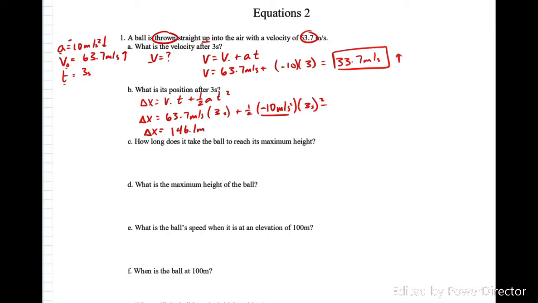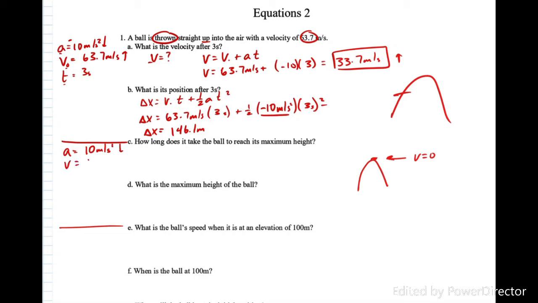Now, how long does it take the ball to reach its maximum height? At this point, we're talking about a different spot. Parts A and B, we're talking about 3 seconds, which is somewhere on the way up. Parts C and D are talking about the maximum height. At the maximum height, again, I still know that we're in free fall. So my acceleration is 10 meters per second squared down. But at the maximum height, my special piece of information that I have, velocity is equal to 0. So the final velocity is 0.